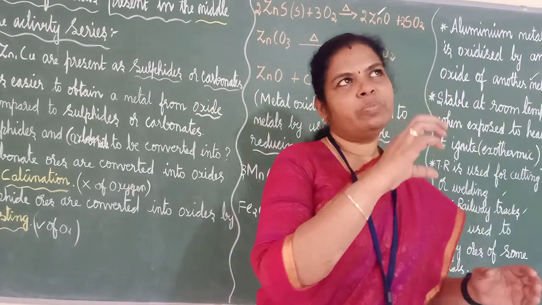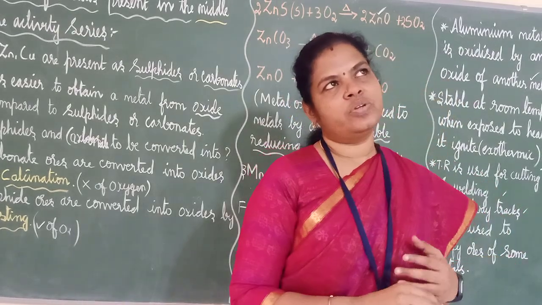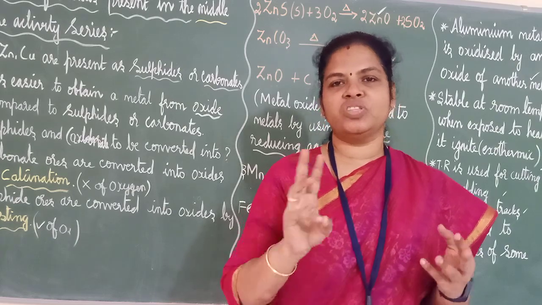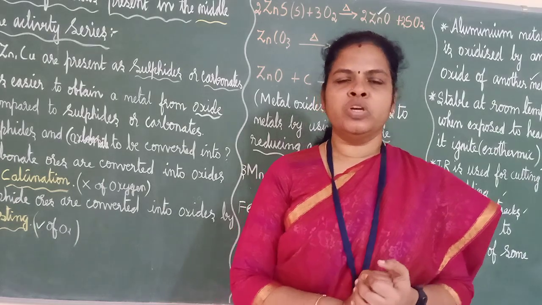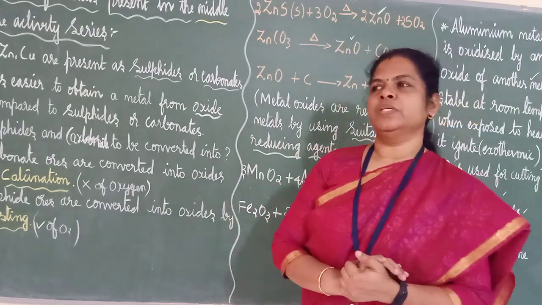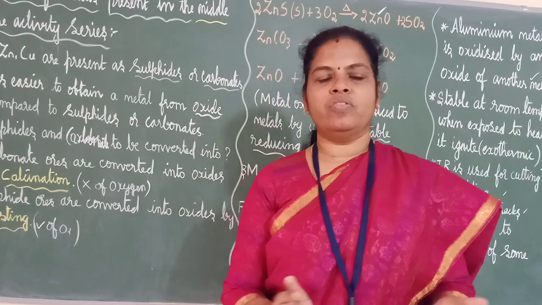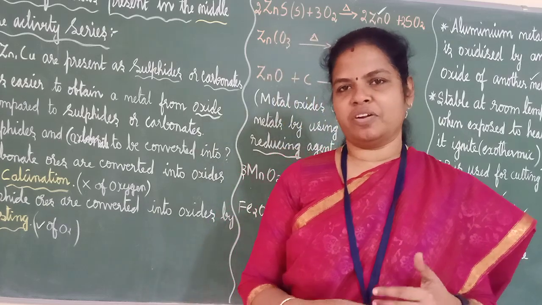Usually, tell me some metals which come in the moderately reactive. It may be iron, it may be zinc, it may be copper, right? We'll study about these three metals: iron, zinc, and copper. Usually, they will be in the form of sulfides or carbonates. What do you mean by that? They will always be friends with sulfides or carbonates.